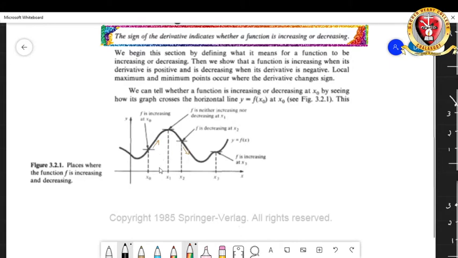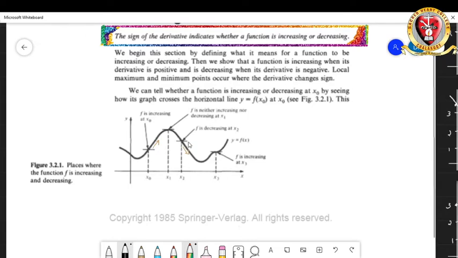And consider the point x1, okay? Here, if you draw a horizontal line parallel to the x-axis, nothing is happening. The function is going like that and like this. It is not going up from here. It is going down. So here we can say that the function is neither increasing nor decreasing at the point x1, at this point.